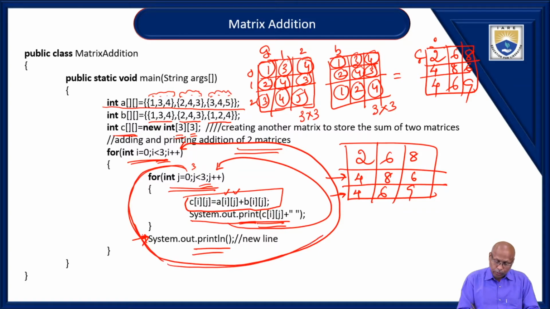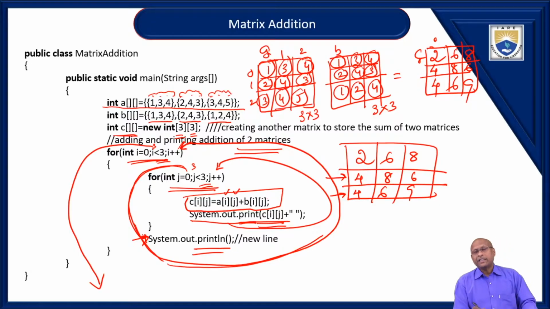Then it goes to the outer loop. When you go to the outer loop, the row becomes 3. Is 3 less than 3? No, because the rows are 0, 1, 2. The 3 rows are over. Whenever i becomes 3, the condition fails, then the loop will stop. That says my addition operation is over and printing is also over. So this is a simple program to add two matrices. You may get this question in the examination, as well as in a future placement drive.